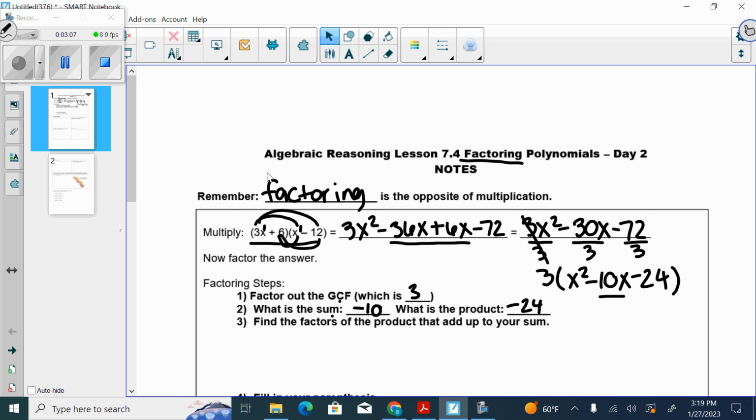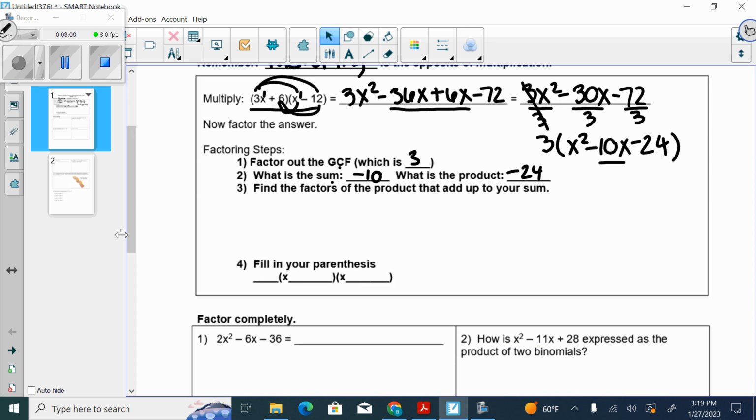All right, so then we break those numbers down. So our product was negative 24. So we're asking ourselves, what will multiply to give us negative 24? First, what will multiply to give us 24? We'll start there. 12 and what? 2. Okay. Is there anything else? 6 and 4. And also 8 and 3, right?